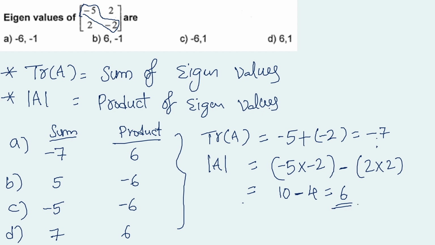Here we need to find a match, that is sum is minus 7 and product should be 6. So option A is the correct answer. This is the simple shortcut to find the eigenvalues of the given matrix.